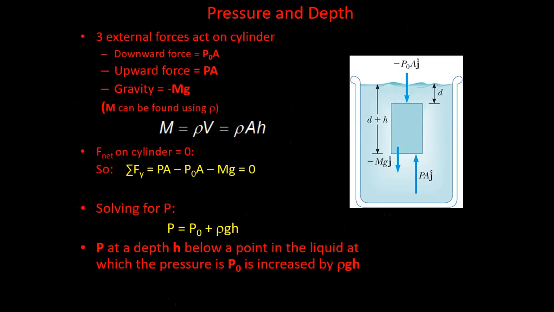So three forces will be acting on our cylinder as it moves into this liquid. Downward force will be equal to P0A here on this face, an upwards force, which is going to be equal to PA, and gravity, negative mg. If we want to find m, we can say, well, this is going to be rho, our density, times the volume. Our volume here is going to be A times H. What is the area and what is the height?